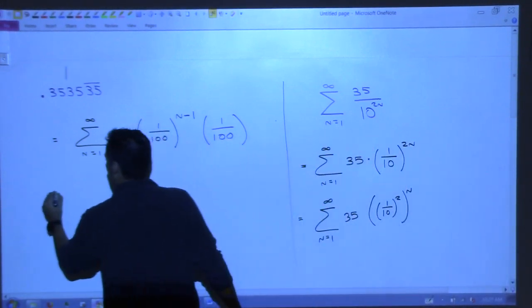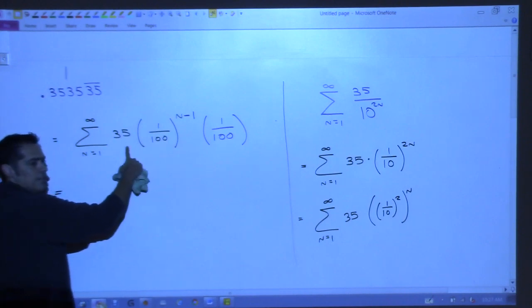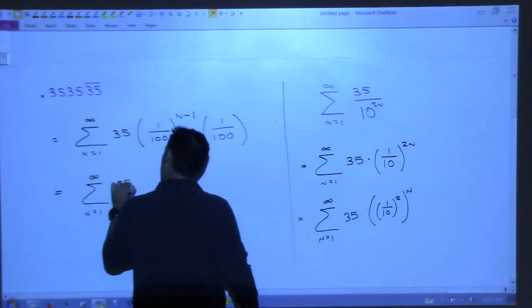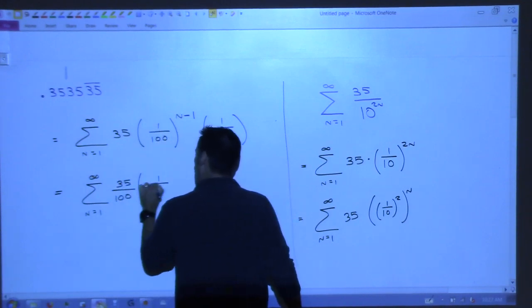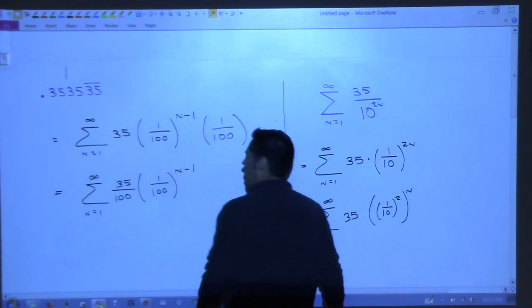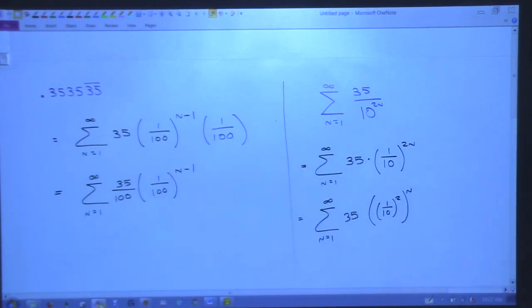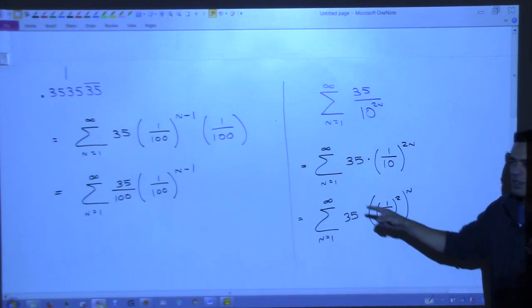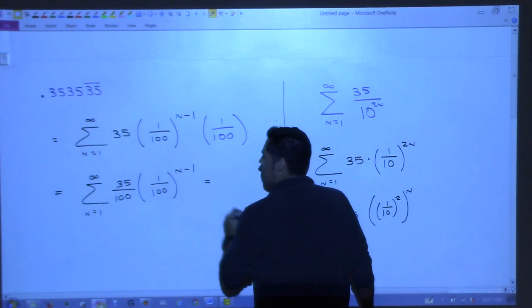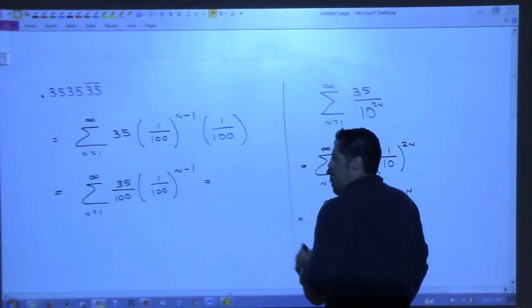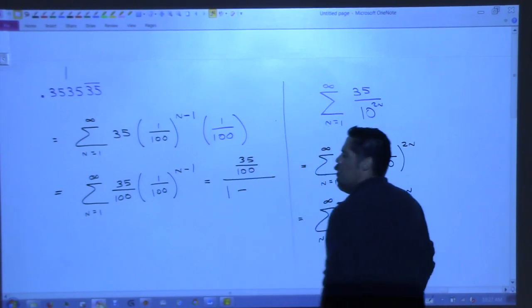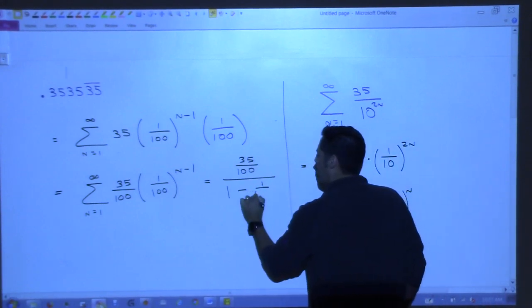And that 1/100th can come out here and be friends with the 35, can't it? 35 over 100, 1/100th to the n minus 1. That is a geometric series. A is 35 over 100, and R is 1/100th, which the absolute value of that's less than 1, definitely, right? So this converges. What does it converge to? A, so A is 35 over 100, over 1 minus R, which is 1/100th.